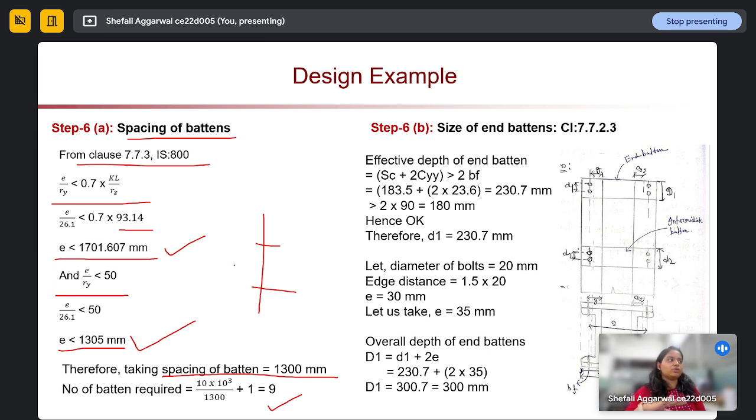Next, we will go to the different sizes of battens and how we design them. For the design of battens, we are using clause 7.7.2.3. First we will design the end batten. The end battens will be at the corners. For the design of the end batten, we have to calculate the effective depth of the end batten, which is given by the spacing S, which we have calculated now.